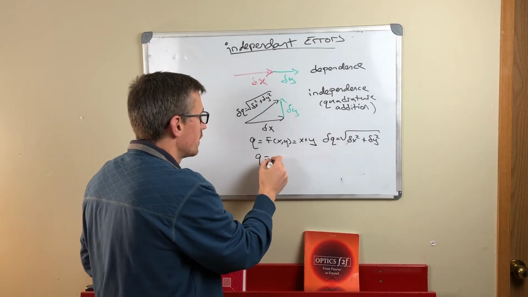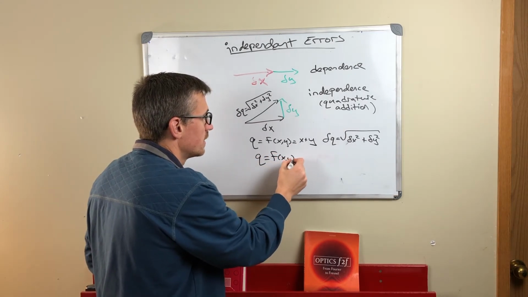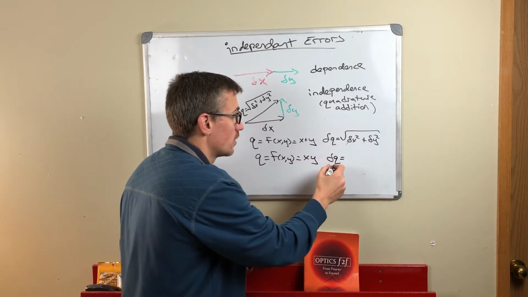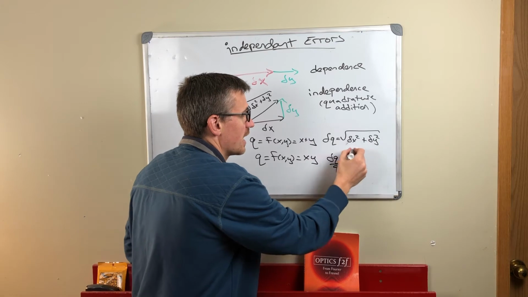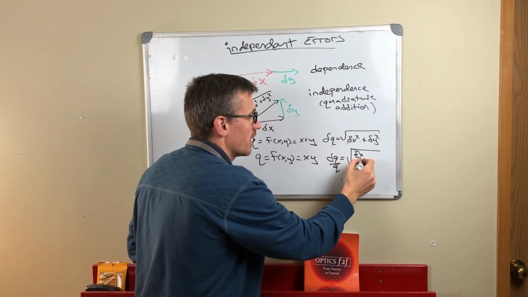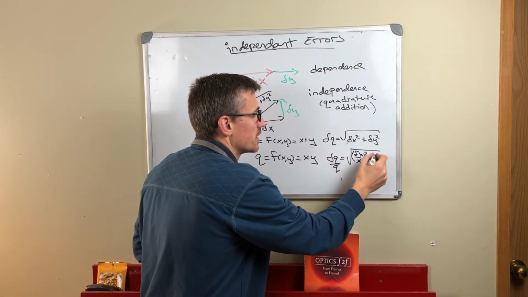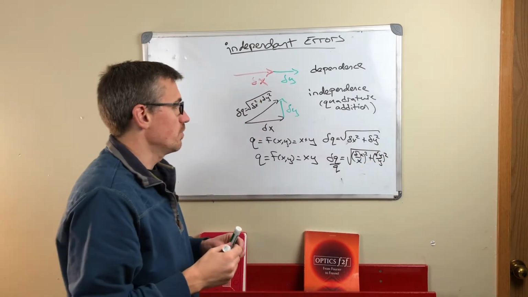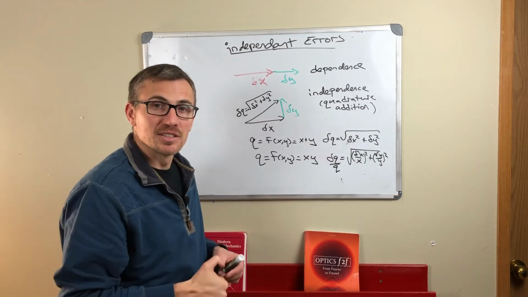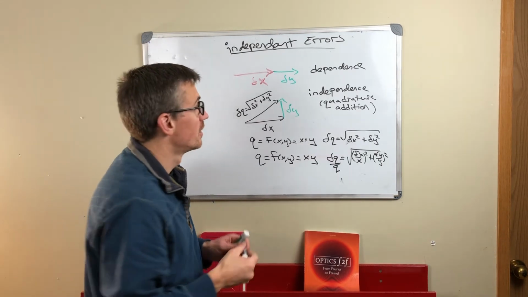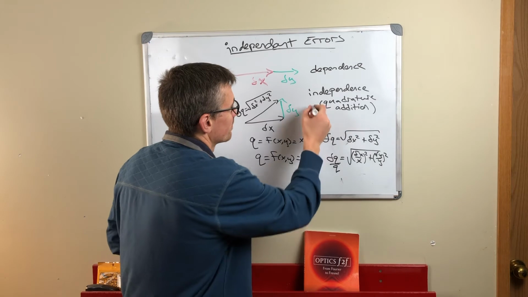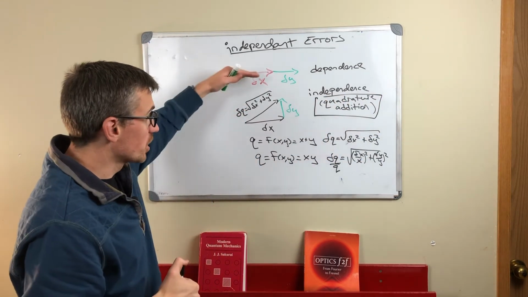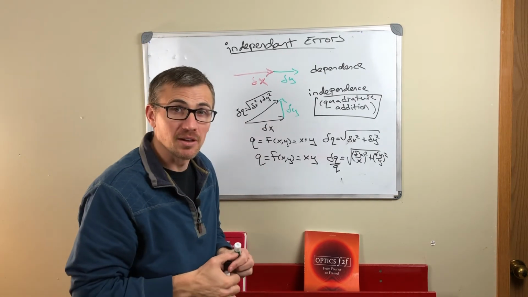All right, and then f of x y is equal to x times y. Then delta q over q, rather, is going to add in quadrature the same way: delta x over x squared plus delta y over y squared. So this is how independent errors will add up. They add up in quadrature.